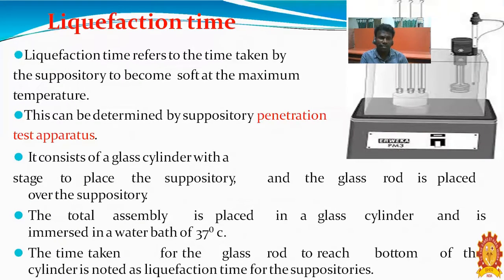Liquefaction time. Liquefaction time refers to the time taken by the suppository to become soft at the maximum temperature. This can be determined using a suppository penetration test apparatus. It consists of a glass cylinder with a stage to place the suppositories. A glass rod is placed over the suppositories, and the total assembly is placed in a glass cylinder and immersed in a water bath at 37 degrees centigrade. The time taken for the glass rod to reach the bottom of the cylinder is noted as the liquefaction time for the suppositories.